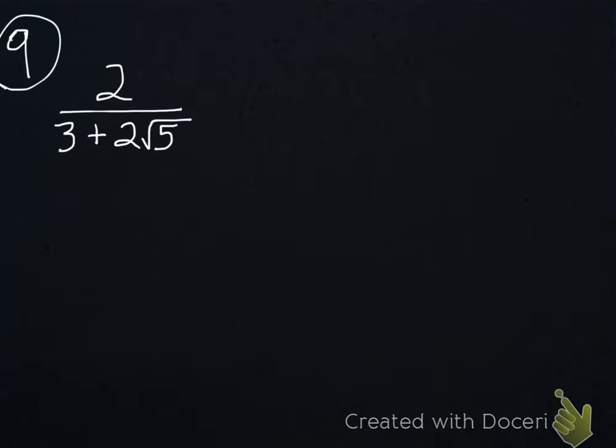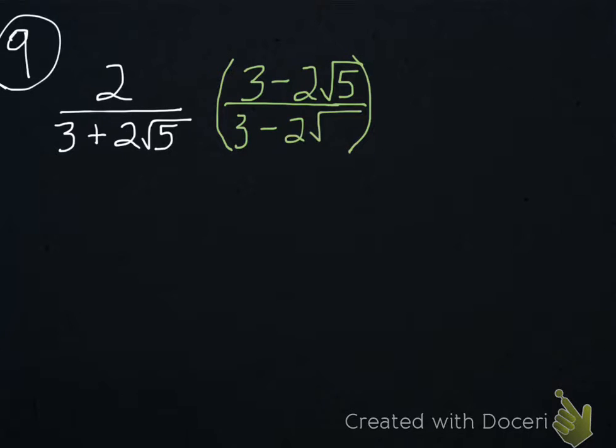Number 9. Again, I have a binomial in the denominator with a radical. So I have to multiply by the conjugate. I write down the same terms and change the middle sign. So that would be 3 minus the 2 square root 5. Okay, now let's distribute and simplify. So on top, 2 times 3 is 6. 2 times 2 is 4 with the square root of 5.